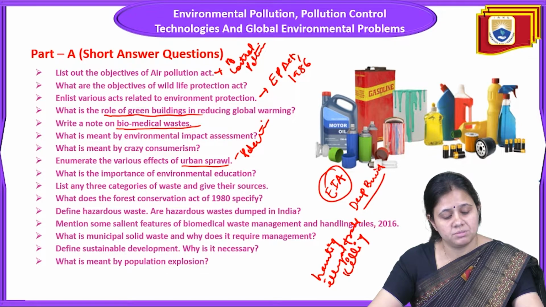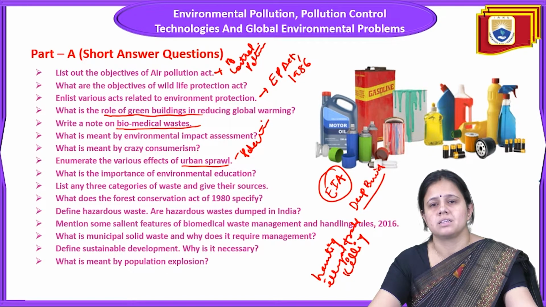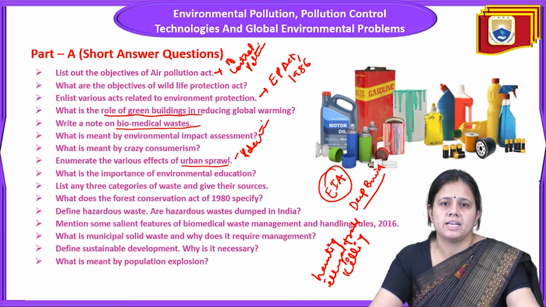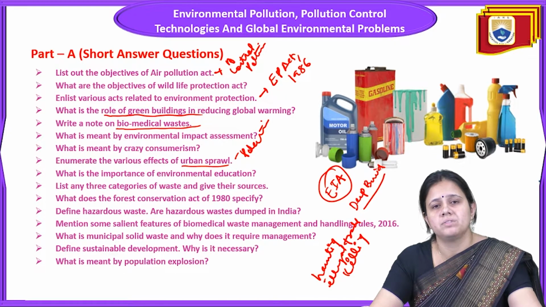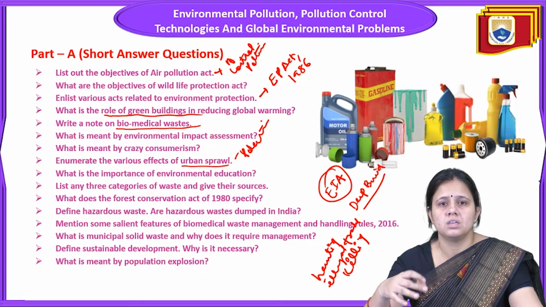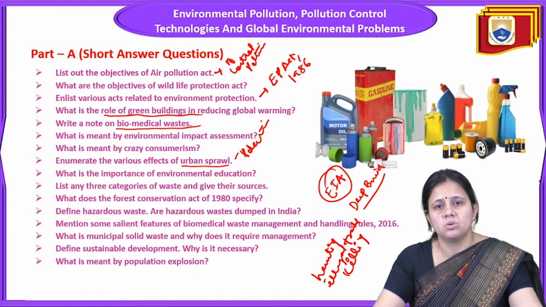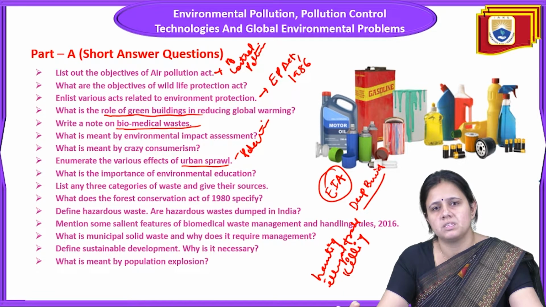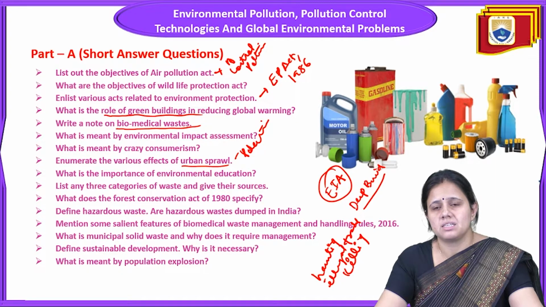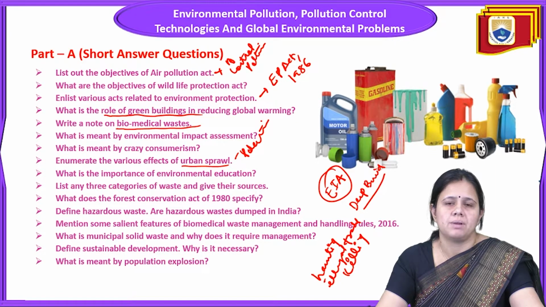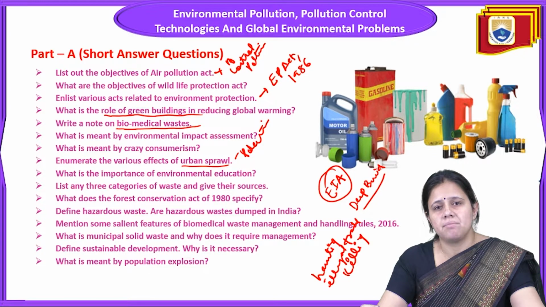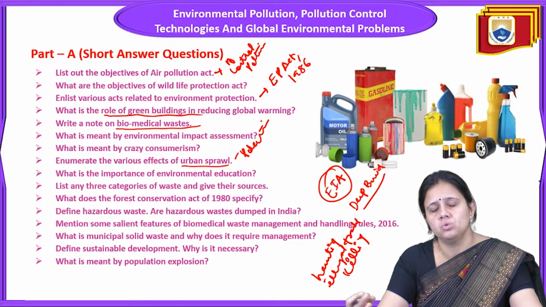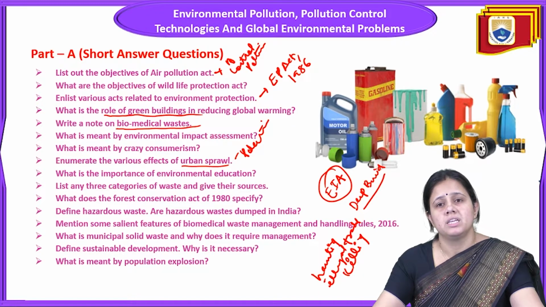Next is define the term sustainable development. Why is it necessary? Sustainable development means sustainability of the environment, using goods and things in such a manner that you consume them and they are also preserved for future generations. It is necessary for the development of a country, because any resources present today will be available for future generations also. So development that will not harm the environment is called sustainable development.